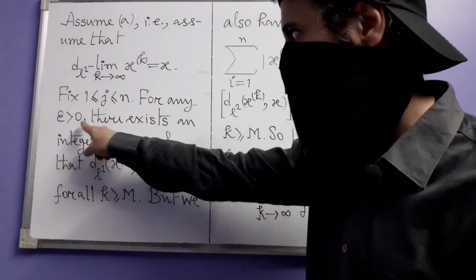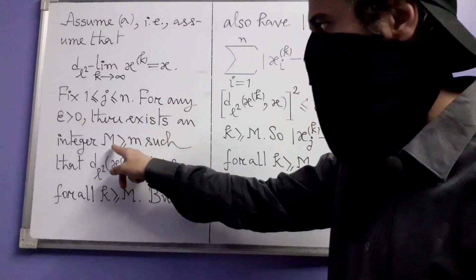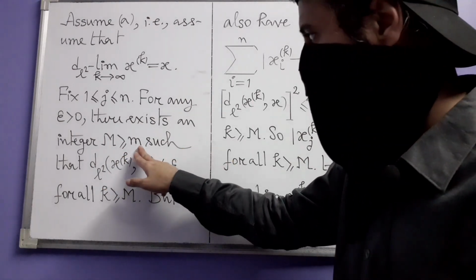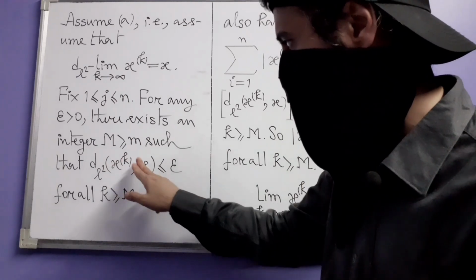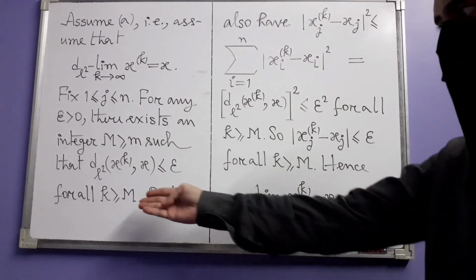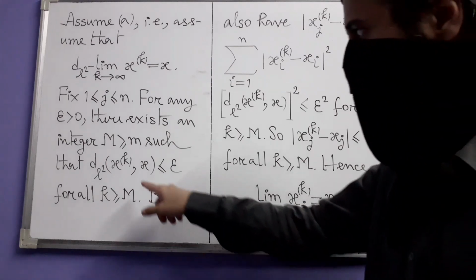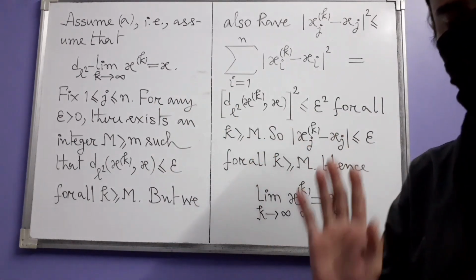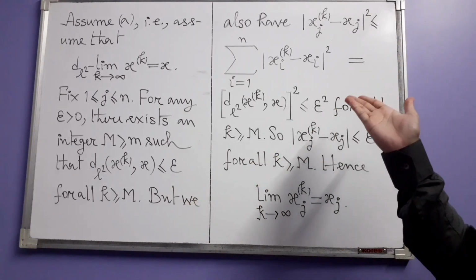For any epsilon greater than 0, usual stuff, there exists an integer m, if you want, you can call it n also, no problem, such that the dl2 distance between xk and x is less than or equal to epsilon for all k greater than or equal to m. Nothing unusual. And here we are just taking epsilon as epsilon, no epsilon divided by n or anything. But then we also have this.